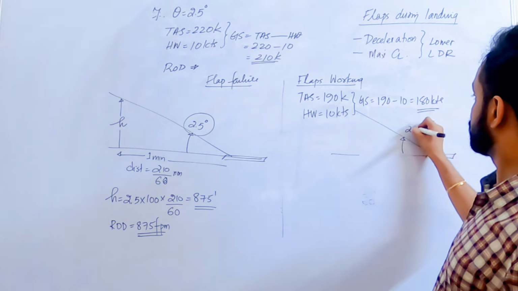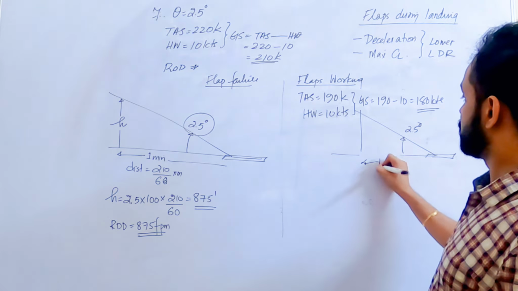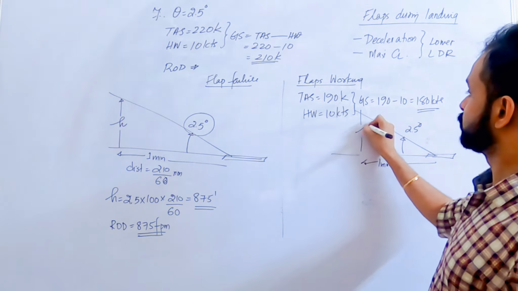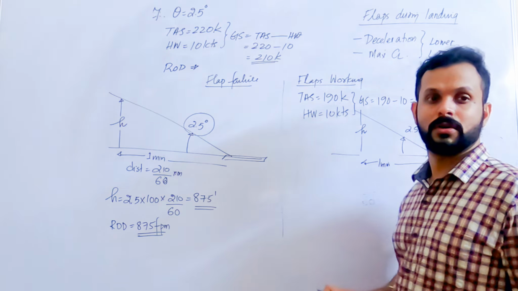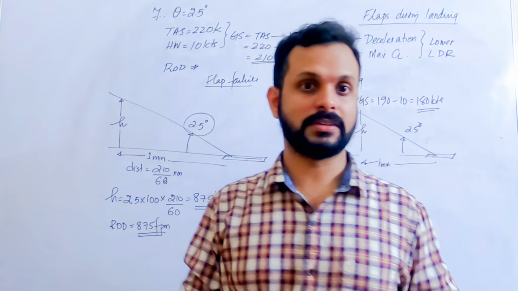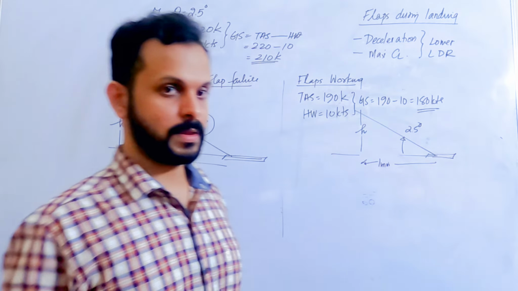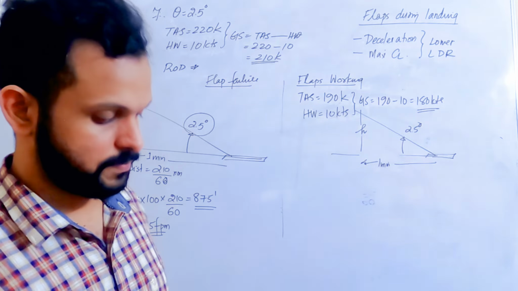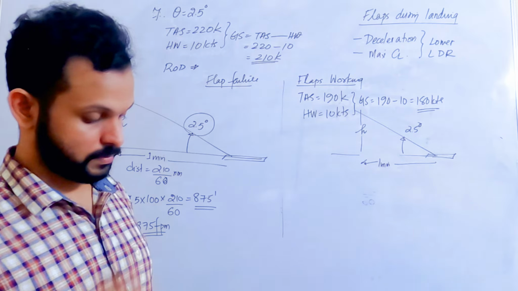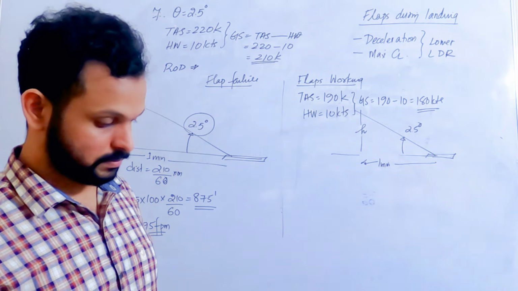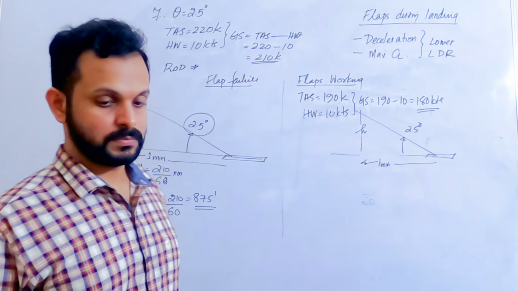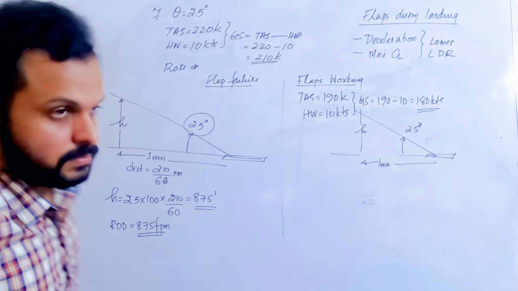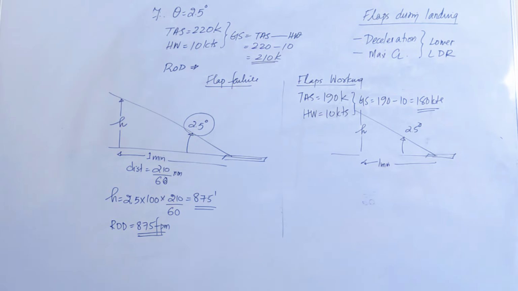You are on a 2.5-degree glide slope, and then 1 minute from touchdown. That height is what is called the rate of descent. So find this out. I'll leave it for you. You can tell me what the rate of descent is, and you can analyze whether it is more or less. Did you realize that it should be less because the ground speed is lesser? Yeah, less. It's 90 by 60 into 2.5 into 100. 90 into 2.5 into 100 divided by 60. So it is 750 feet per minute.